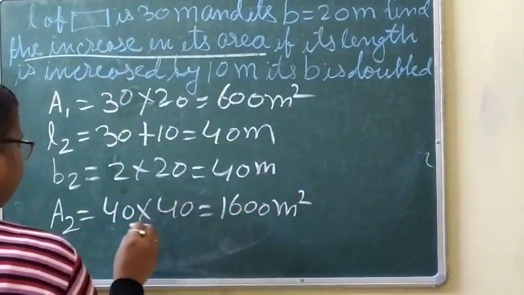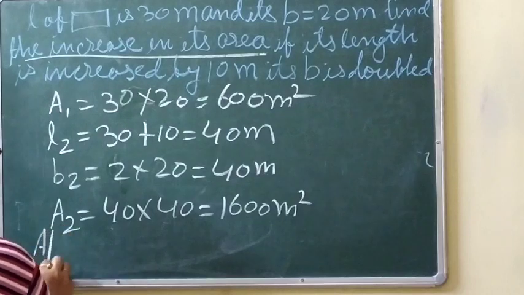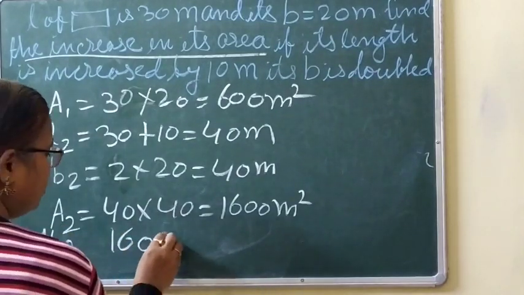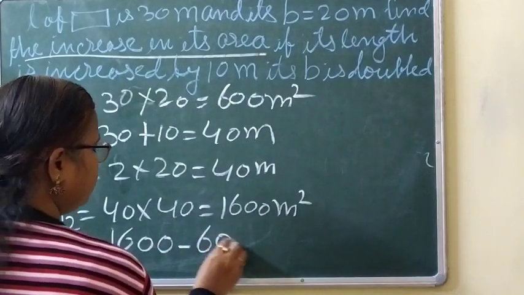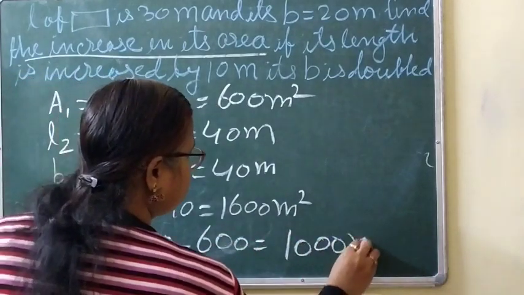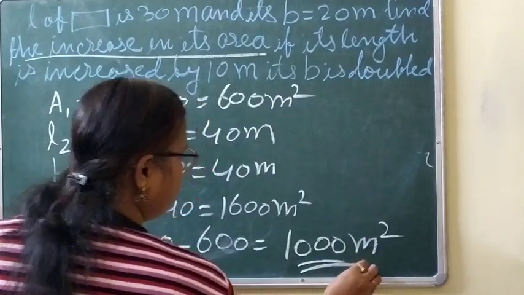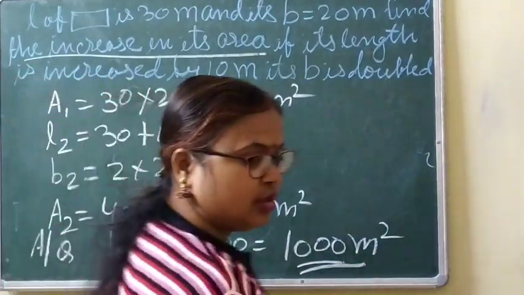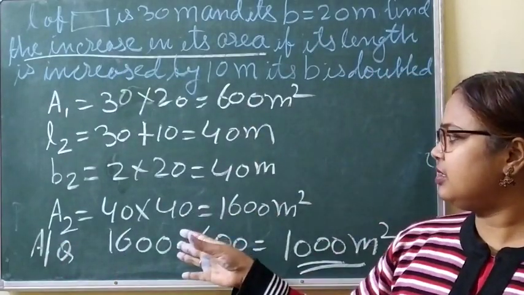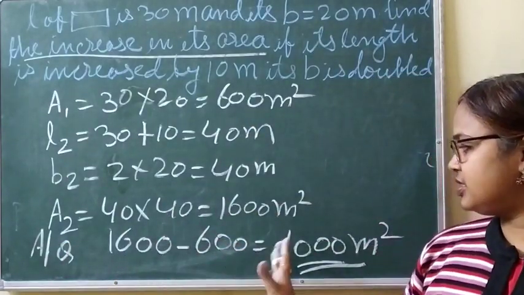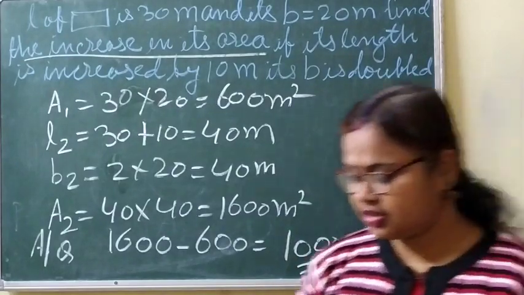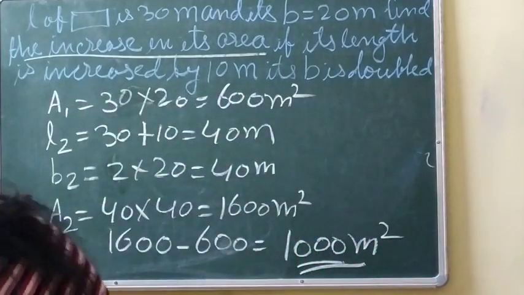Clear? So you can write according to the question what? 1600 minus 600 is equal to what? 1000 square meter will be the answer. Clear? So simply you can write according to the question, we have to subtract. So 1600 minus 600, that is 1000 square meter. Okay. Now next, let's do the next one.